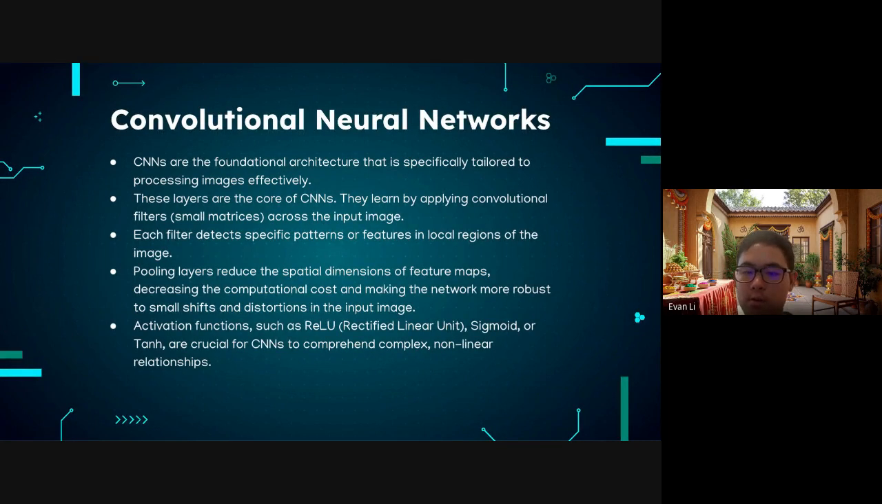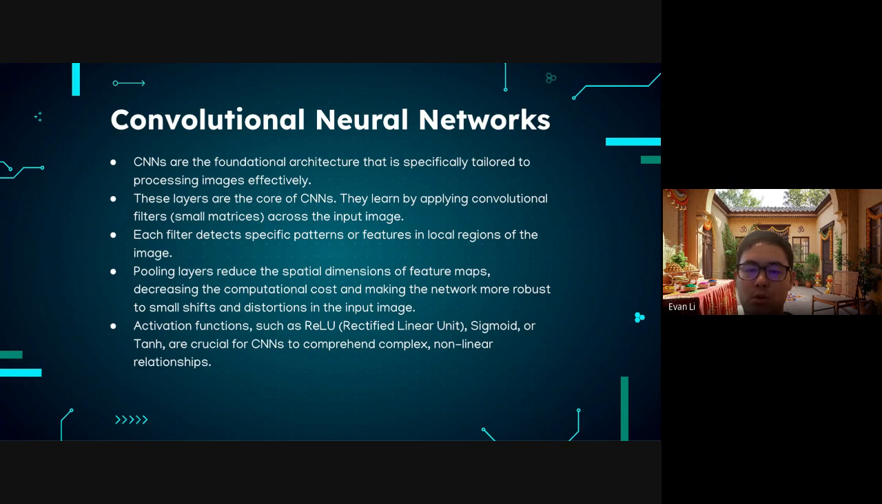So now let's dive into the architectural heart of modern computer vision, convolutional neural networks, or CNNs for short. These neural networks are not just another algorithm, they are the very bedrock upon which the vast majority of successful and impactful computer vision applications are constructed today. CNNs are specifically designed to process image data with remarkable efficiency and effectiveness, mimicking the hierarchical processing of the visual cortex in the human brain.